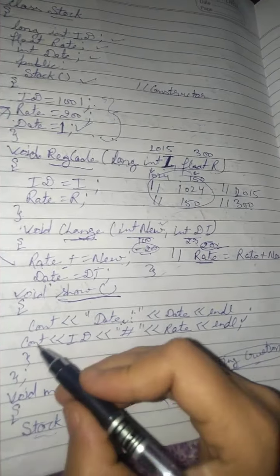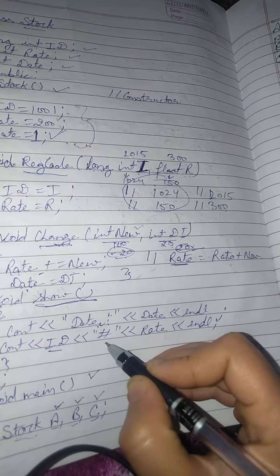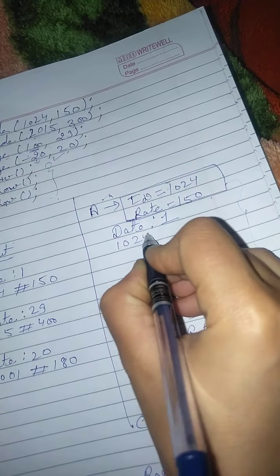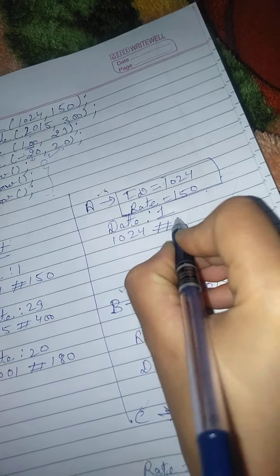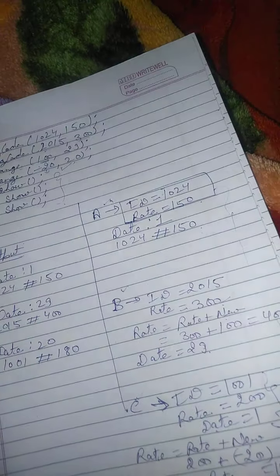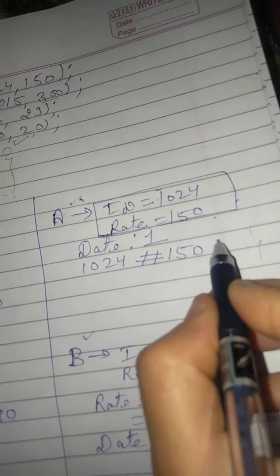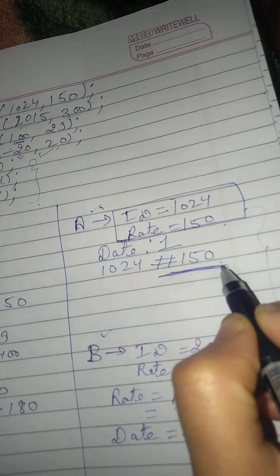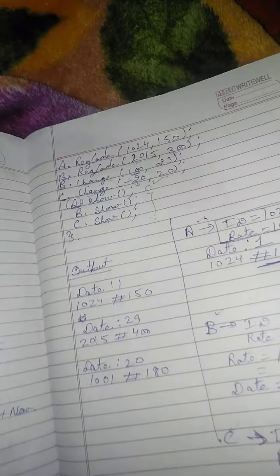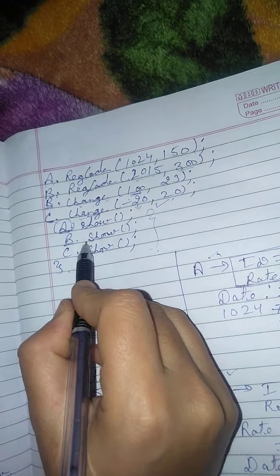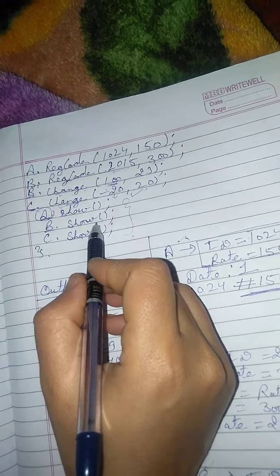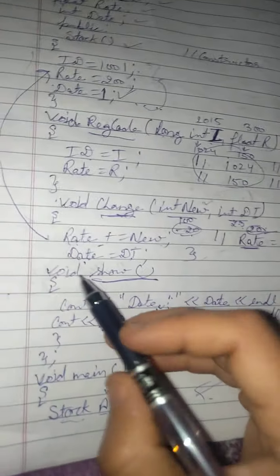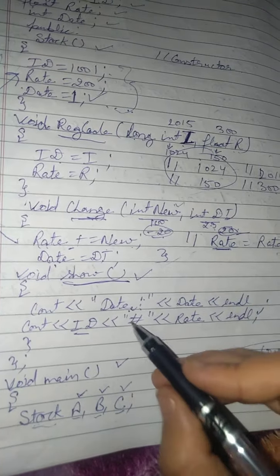Secondly, what should we use? id, hash and rate. What is the value of id? That is 1024. Hash, and what is the value of rate? That is 150. Clear? This should be the value of object a, right? Then move to the second one, that is b dot show. We have used the value of object b. Again we move towards the show function.